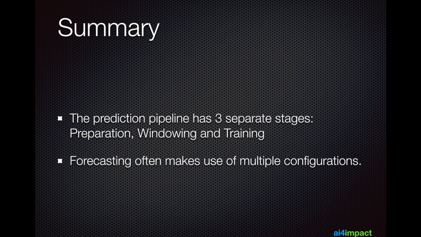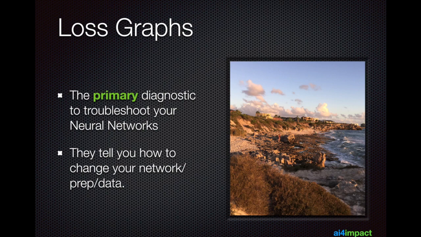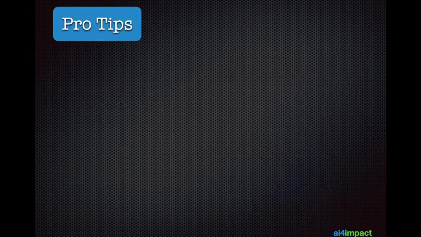In forecasting, you oftentimes want to make use of multiple configurations. Firstly, to understand if the model is giving the right answer consistently. Secondly, to extract the best model in its class. And thirdly, for you to be able to scan multiple parameters to extract the best one. Next, you want to look at loss graphs. These graphs are the most important graphs that you will need in creating neural networks for forecasting. They are the primary diagnostic for you to troubleshoot your networks, and they can tell you a lot about what to do if you're not getting the results that you expect.